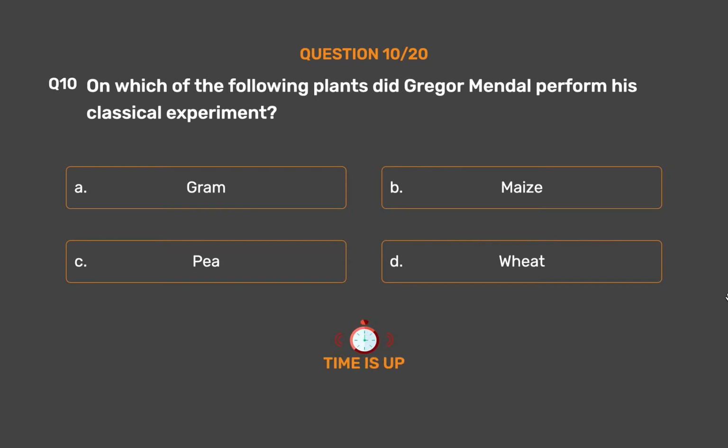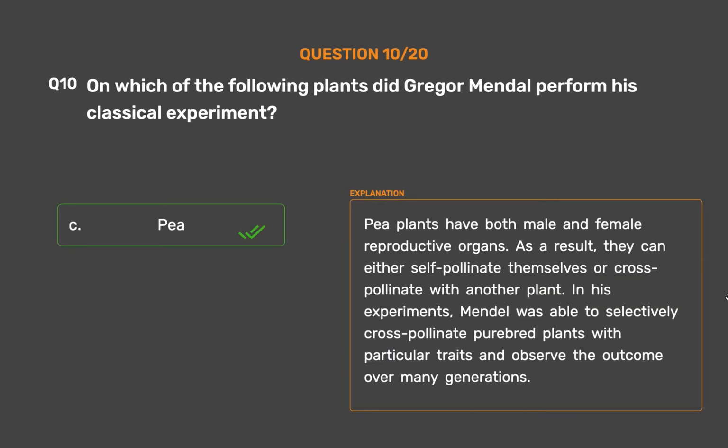The correct answer is Option C. Pea. Pea plants have both male and female reproductive organs. As a result, they can either self-pollinate themselves or cross-pollinate with another plant. In his experiments, Mendel was able to selectively cross-pollinate purebred plants with particular traits and observe the outcome over many generations.